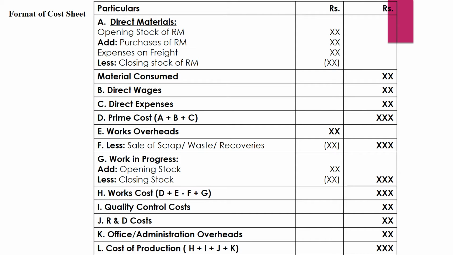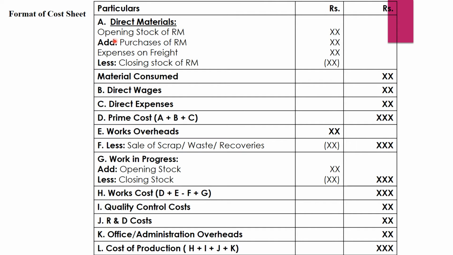Moving ahead, let us see what is the format of preparing cost sheet. Let us see each element in the cost sheet and what are the requirements in particulars to be prepared for making an efficient cost sheet. The first thing we are supposed to write in the particulars column is direct material. Direct material refers to whatever raw material is consumed to prepare a finished good.